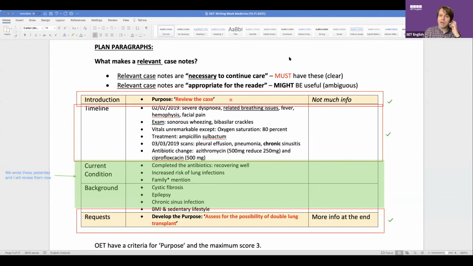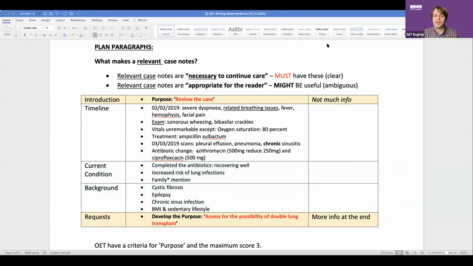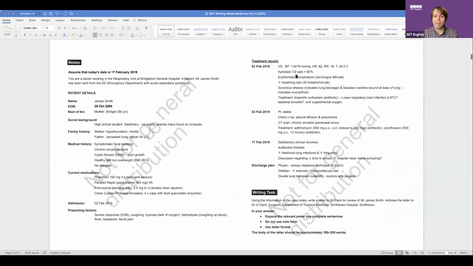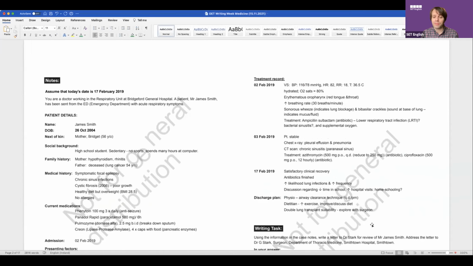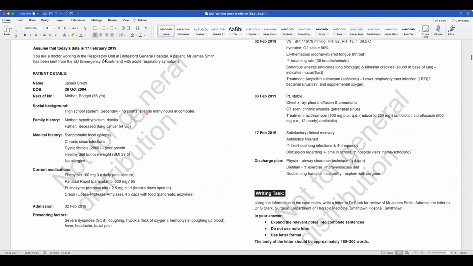Current condition, right? Where is the current condition in the case notes? What are we looking at here? Today. Can anyone tell me the date? Is it the same day as the day we're writing the letter? Yes, the 17th. It's nice that these new case notes tell us we're writing today. So are we going to include all of this stuff?